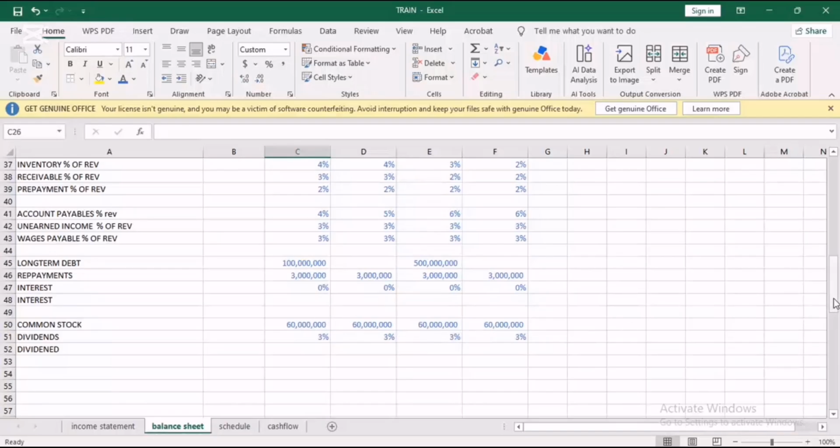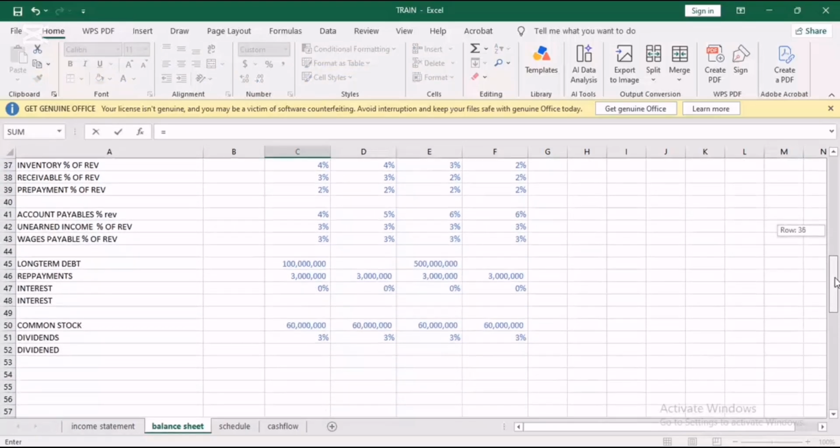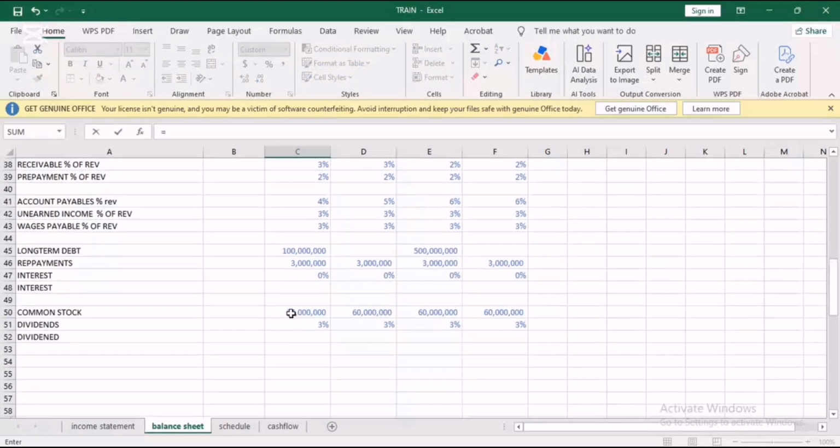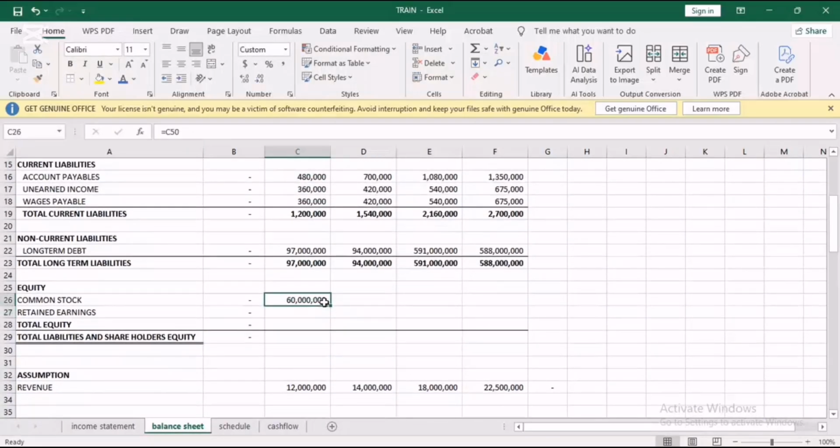So how do we do that? Let's hit equal to. Then let's select the first year amount. Let's hit enter. So that's that. Now let's stretch forward.